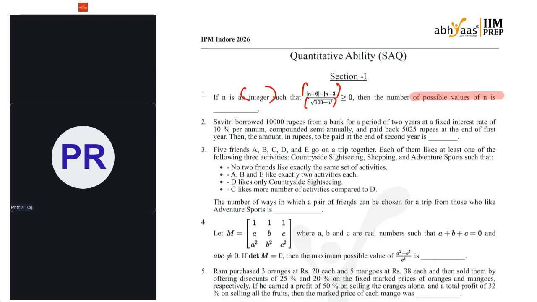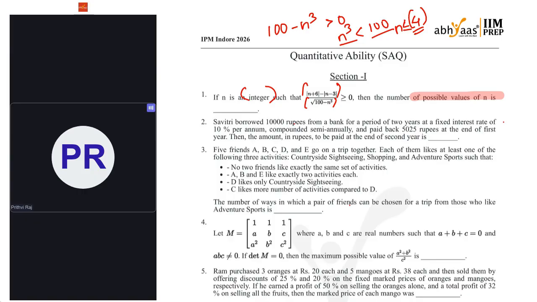Denominator constraint: it is under a root, so it has to be greater than 0, not equal to 0 also. So 100 minus n cube has to be greater than 0. I can write it as n cube less than 100. 4 cube is 64, and 5 cube is 125, so I have to confine myself to 4. So n should be less than or equal to 4. That is the greatest value that n can take.